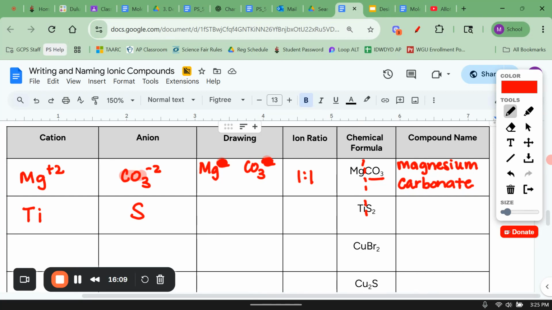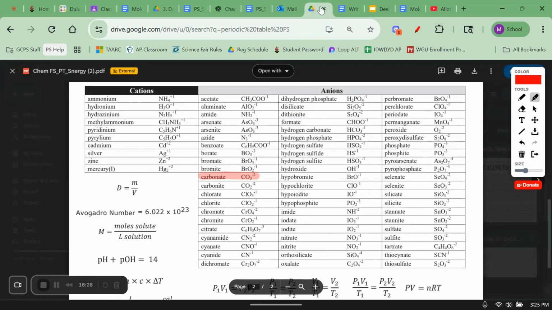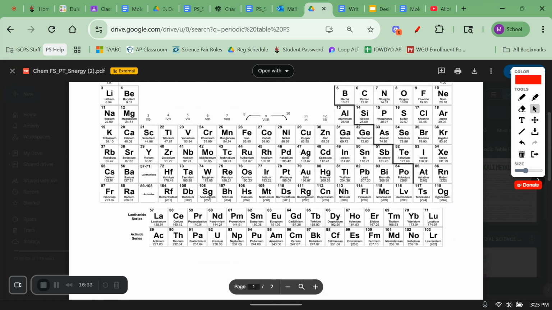All I want is the letters and the positive or negative number first. Well, Ti is our cation, but it's a transition metal. And because of that, we do not know what positive number it is yet. So we're going to look at the anion to help us out. S is our anion. S is one atom by itself, so that means that it is on the front.